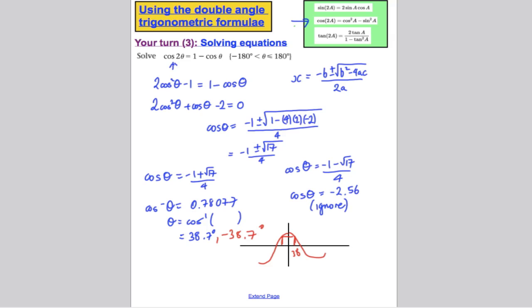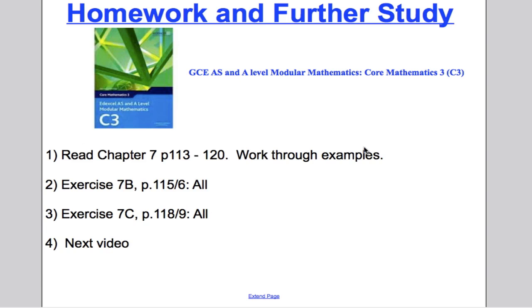Okay, and then just to finish with, this topic's pretty much there now. I would encourage you to read chapter 7, page 113 to 120, and look at all the examples, and do in full exercise 7b and 7c. It's very important you get these identities in your head. They're going to be used throughout core 3 and in core 4.